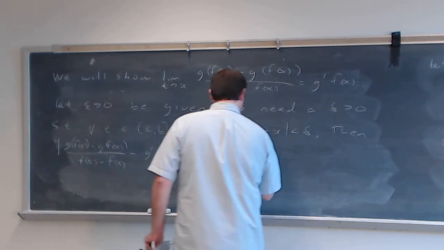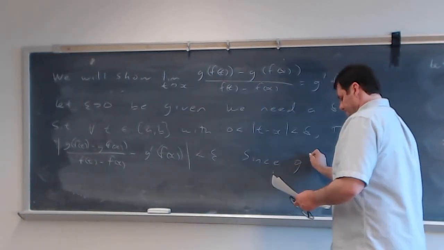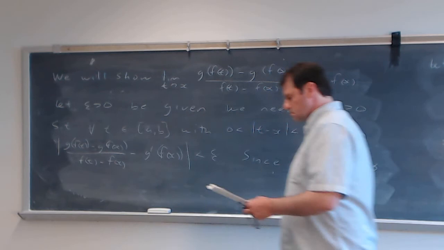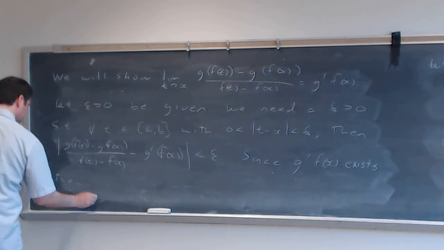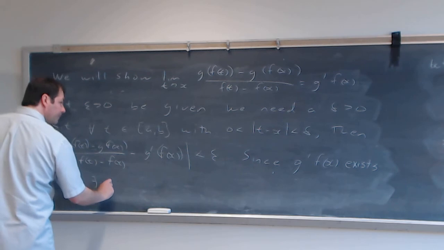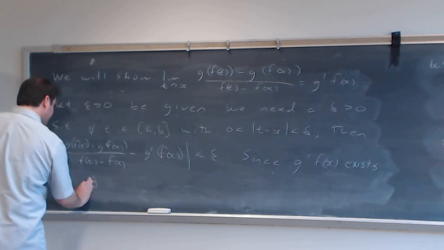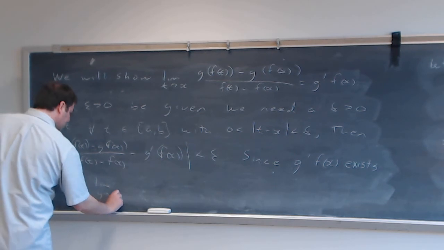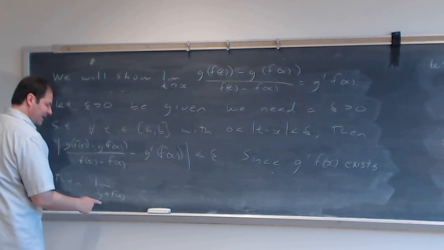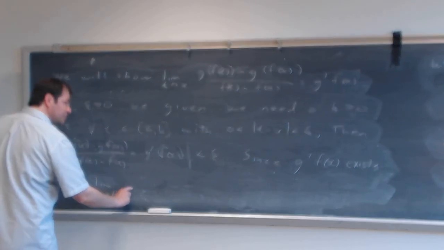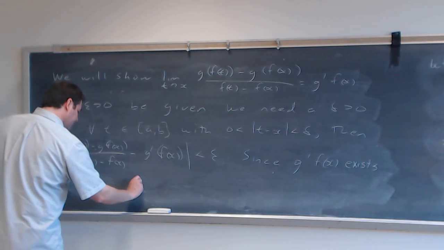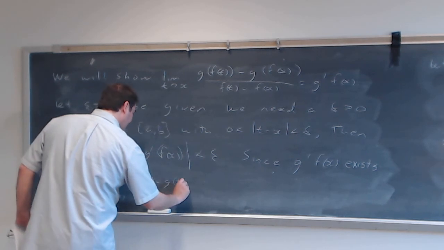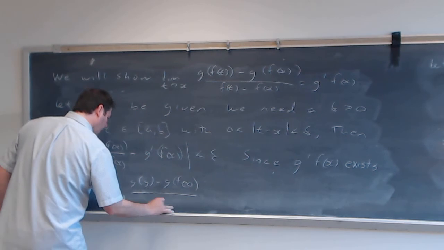Well, since g prime of f of x exists, then the limit as y goes to f of x, so we're thinking about this limit in I, the interval for which g is defined, of g of y minus g of f of x all over y minus f of x.